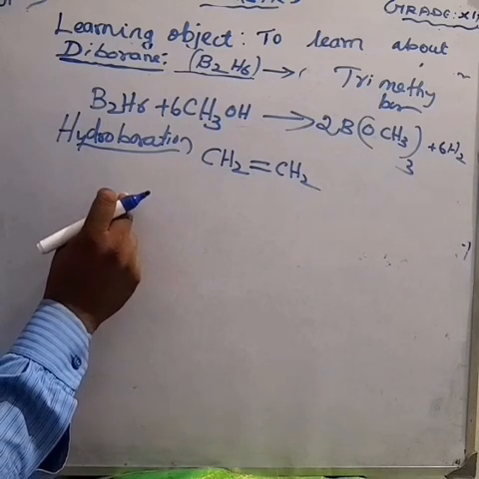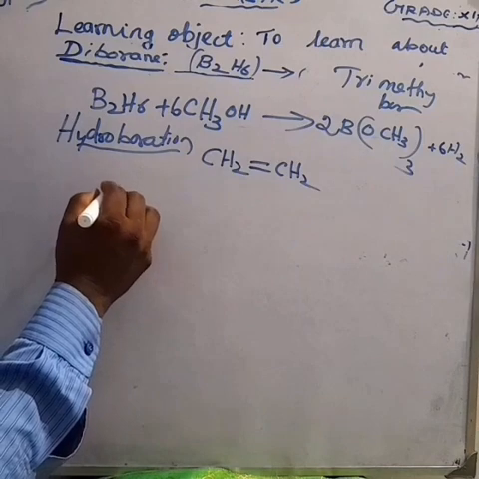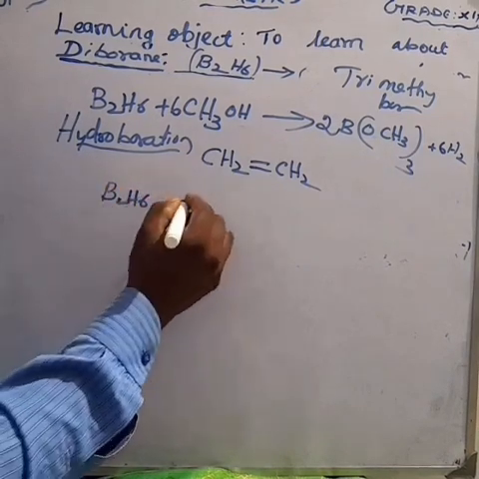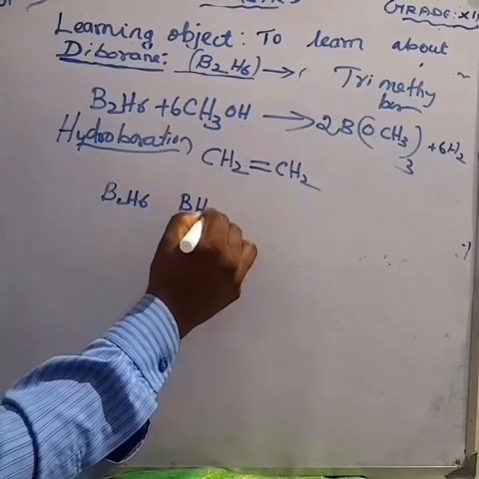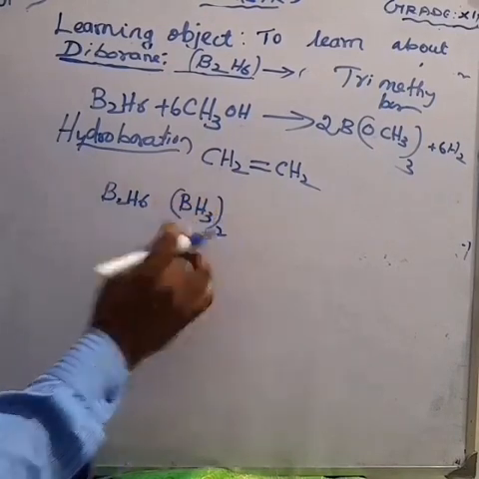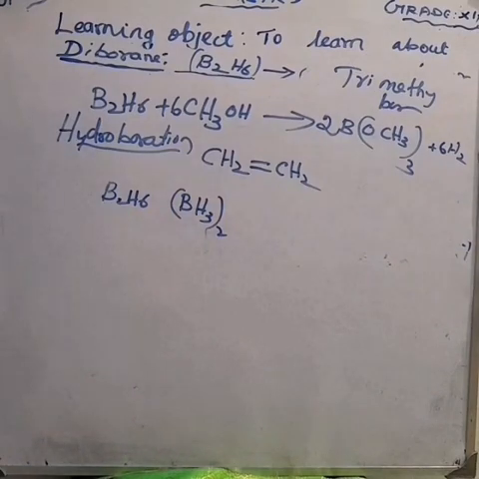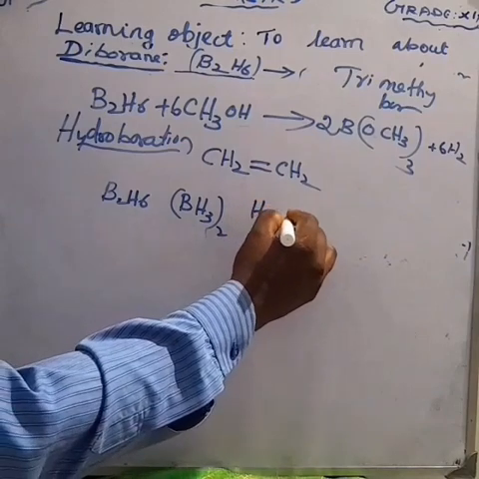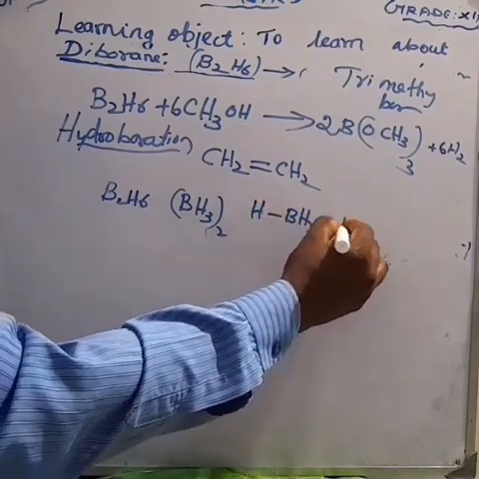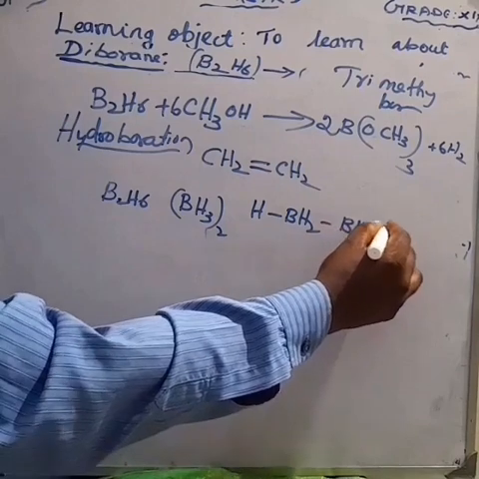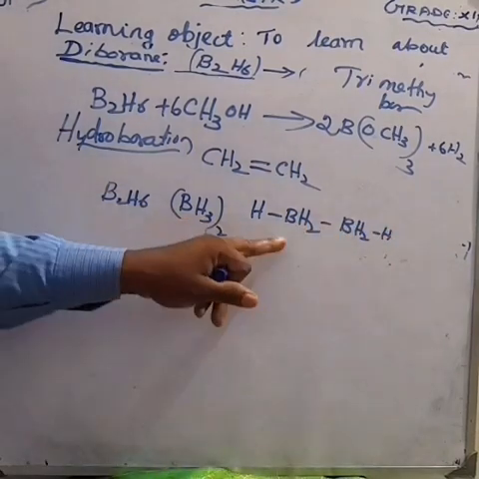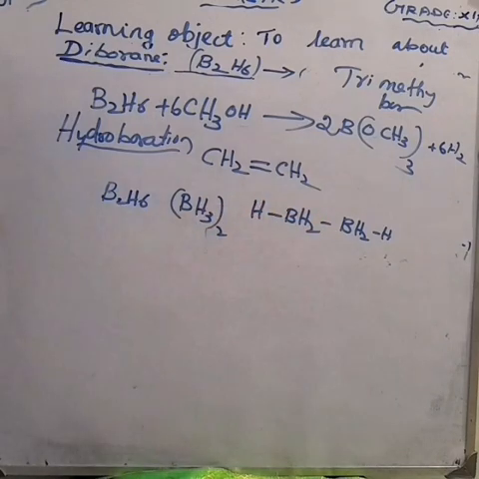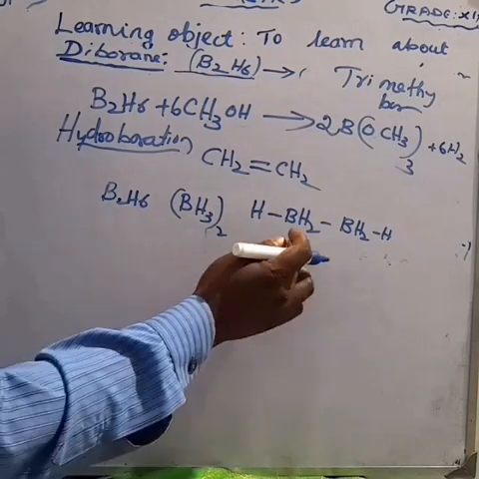My dear children, diborane can be written as B2H6. This otherwise can be written as BH3 twice. Once again, we can write it as H-BH2, commonly written as BH3. I am taking one hydrogen out.